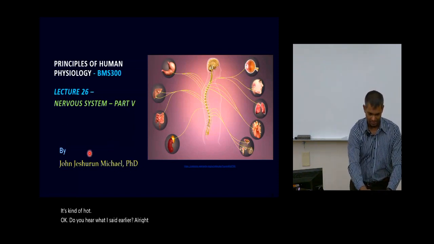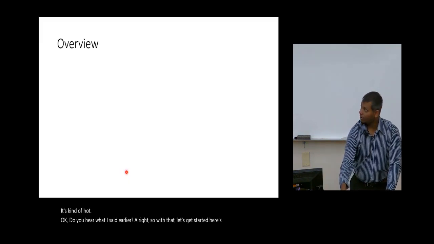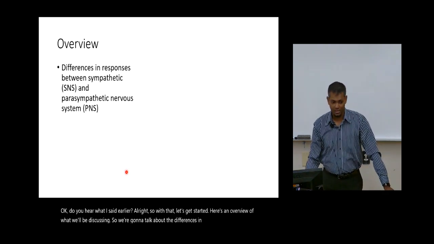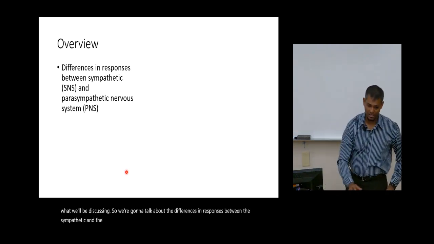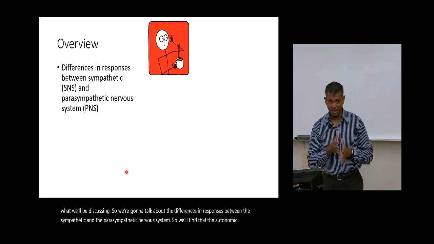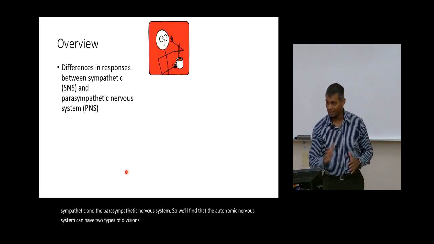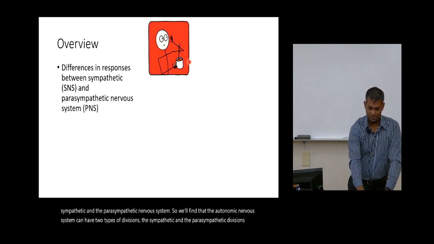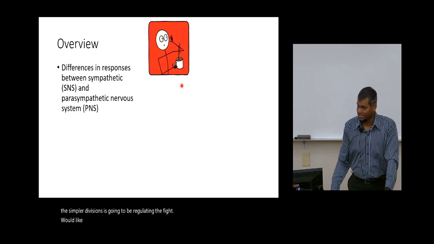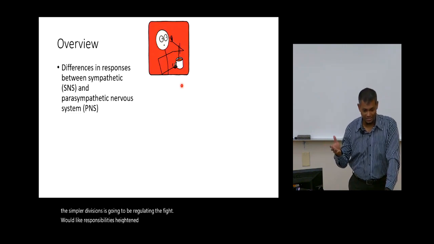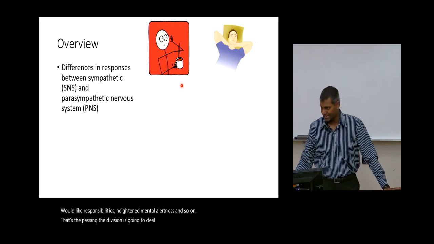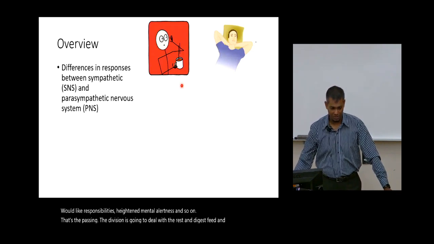Alright. So with that, let's get started. Here's an overview of what we'll be discussing. We're going to talk about the differences in responses between the sympathetic and the parasympathetic nervous system. We'll find that the autonomic nervous system has two divisions, the sympathetic and the parasympathetic. The sympathetic division is going to be regulating the fight and flight response, where there's heightened mental alertness and so on. Whereas the parasympathetic division is going to deal with the rest and digest, feed and breed response.